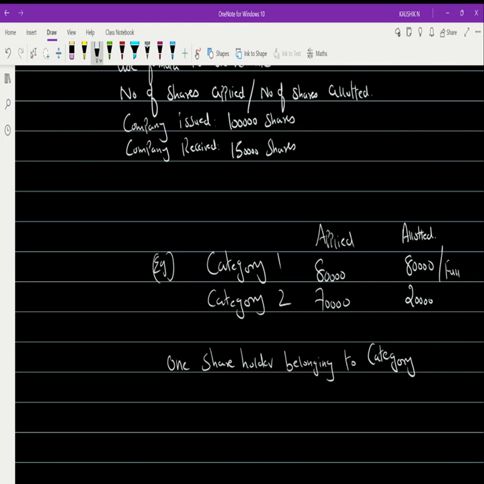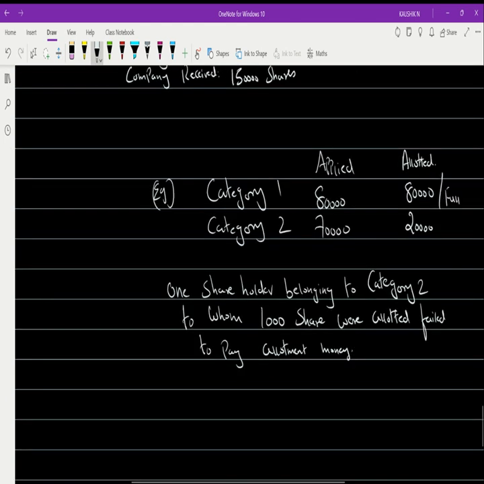One shareholder belonging to category 1. No, not 1, because in category 1 everything is fully allotted. Okay, 2. One shareholder belonging to category 2, to whom 1,000 shares were allotted, failed to pay the allotment money. Suppose this is an example that I have given to you.